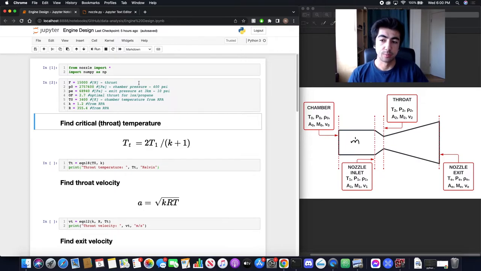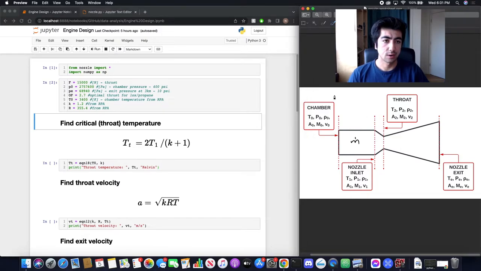At the top of this notebook, what I have is all the parameters we've talked about so far, right? We have our desired thrust, 15 kilonewtons, our chamber pressure in pascals, since we'll be standardizing our units to SI units. So this is 400 psi in pascals. We have our exit pressure, which is 10 psi in pascals, our OF ratio 2.7, our chamber temperature from our calculations earlier, which is 3400 Kelvin, and the properties of our exhaust gas.